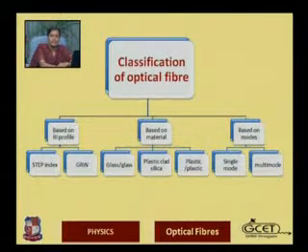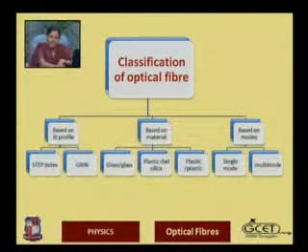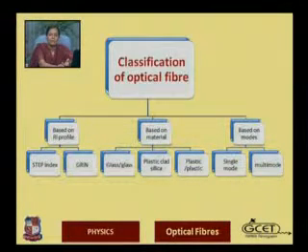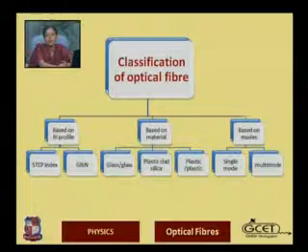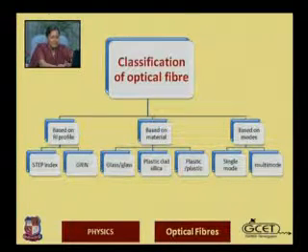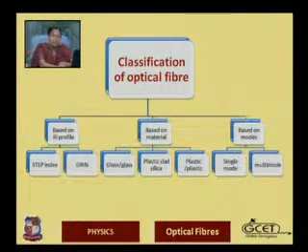The second criterion is based on the material. There are three types of fiber optic cable: glass, plastic glass, and plastic fiber optics cable. This shows that in the core material there is glass, and in the cladding material there is glass. When we say PCS, plastic clad silica, then the cladding is plastic and the core is of silica material. Based on the modes, there are two types: first is single mode, another is multi-mode fiber optics cable.